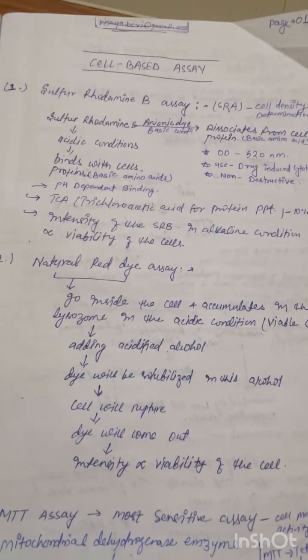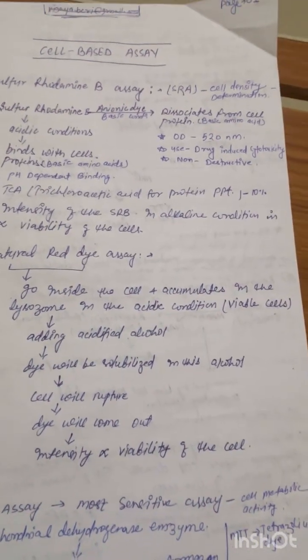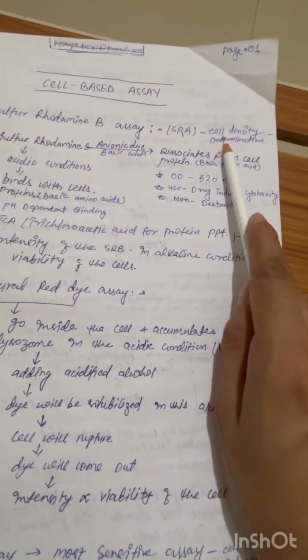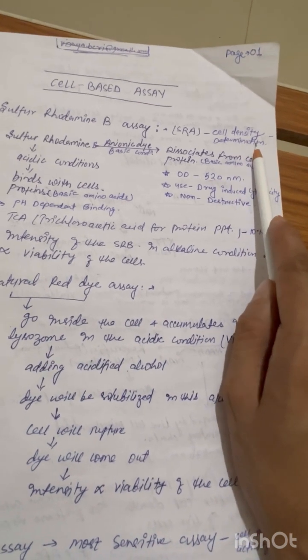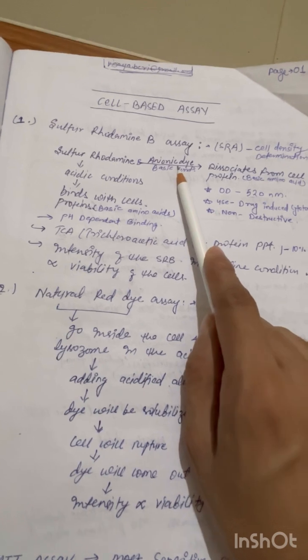Hello friends, today I am going to talk about the various types of cell-based assays and their principles. First, I will talk about the sulforhodamine B assay. It is used for cell density determination. Sulforhodamine B is an anionic dye.